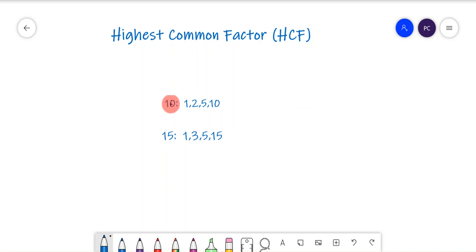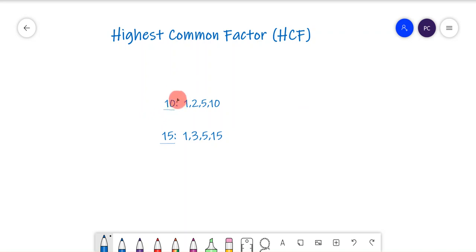So if we have a look at an example, these two numbers here: the number 10 and the number 15. The first thing we want to do in order to identify the highest common factor between these is to find the highest number that's a factor for both of these numbers, that's highest and common to both. So remember, a factor is a number that will divide evenly into the number with no remainder.